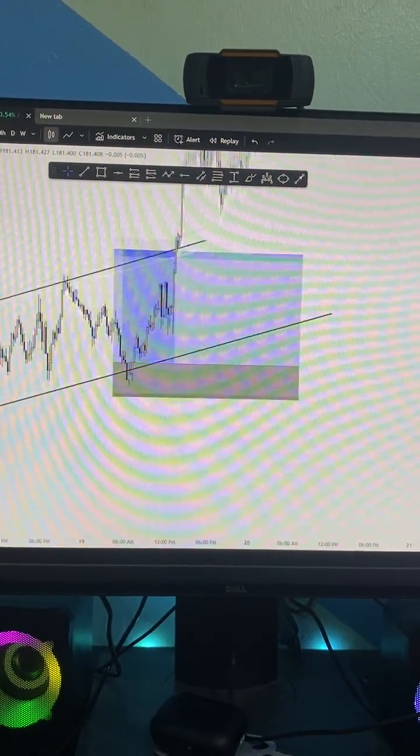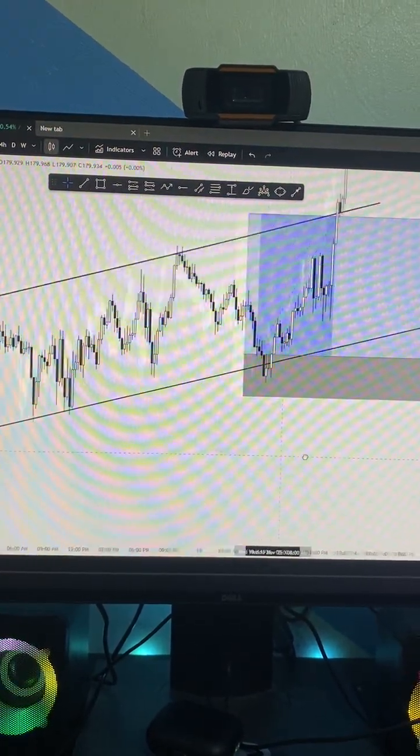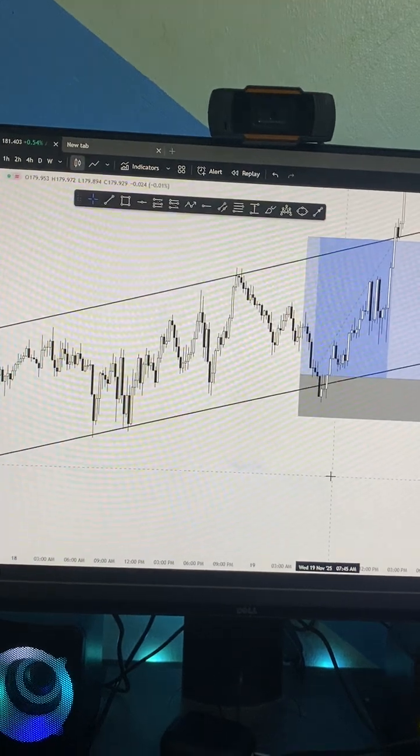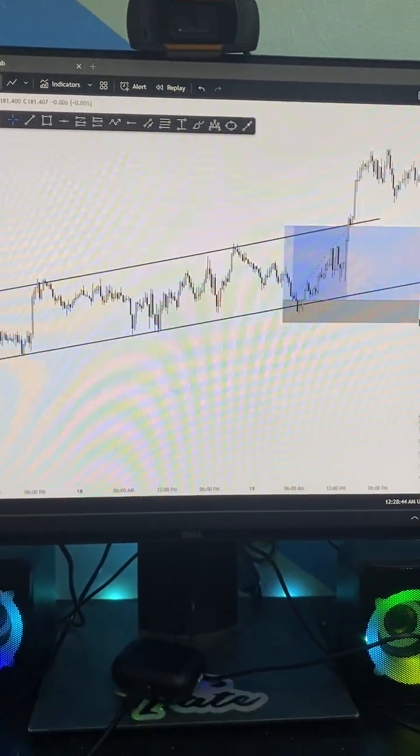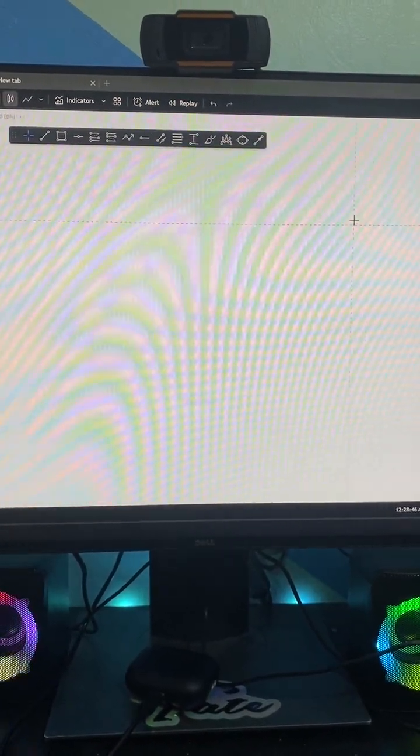So you can see this is a very nice trade. That's a very nice trade. So you can also rely on evening stars. So yeah, my trading rule is this.